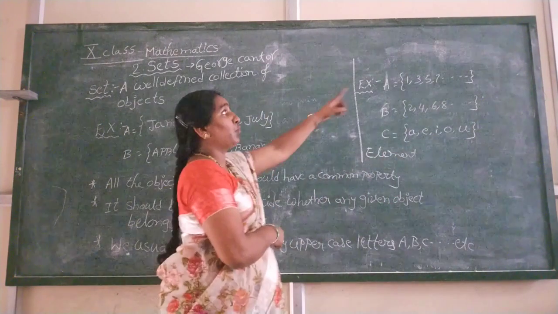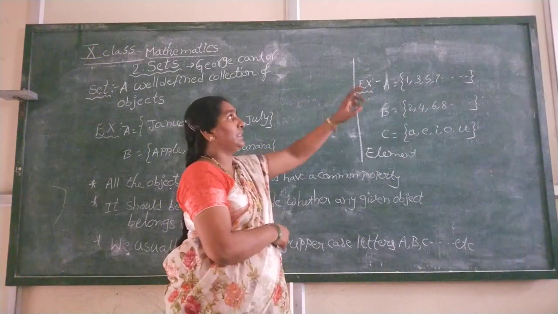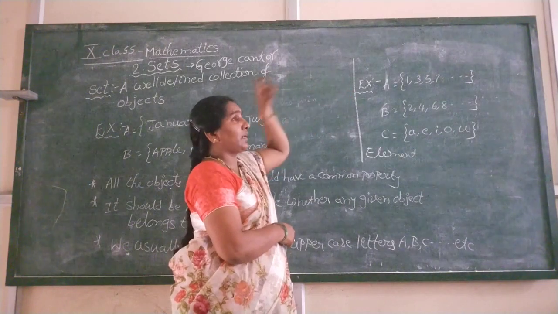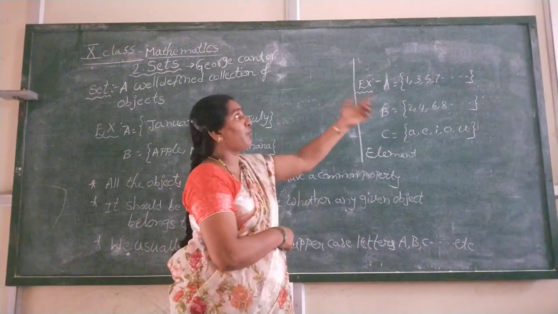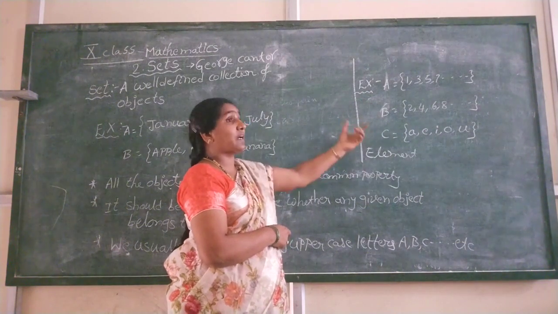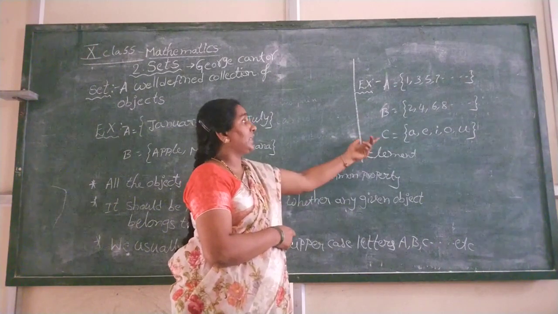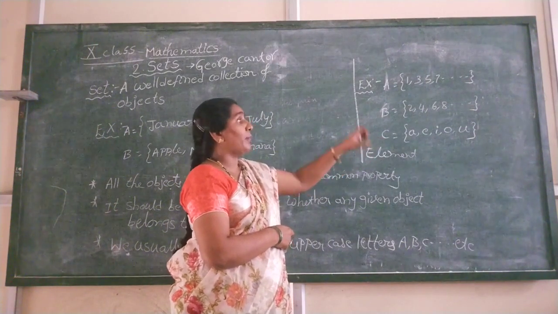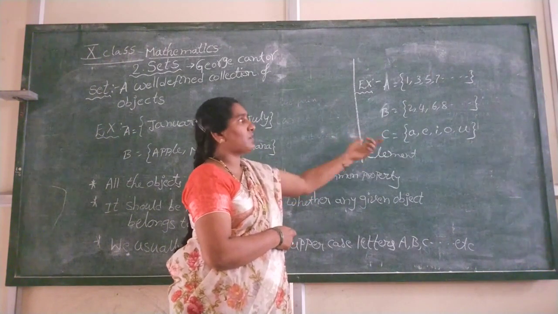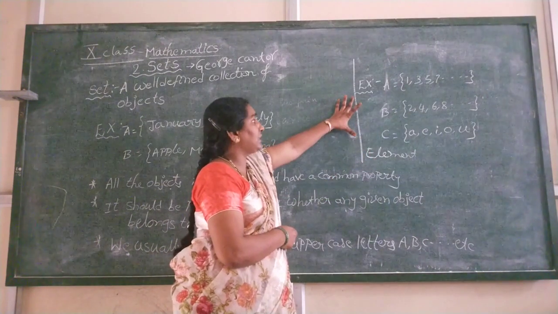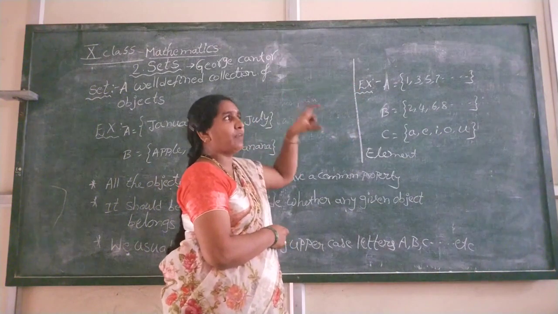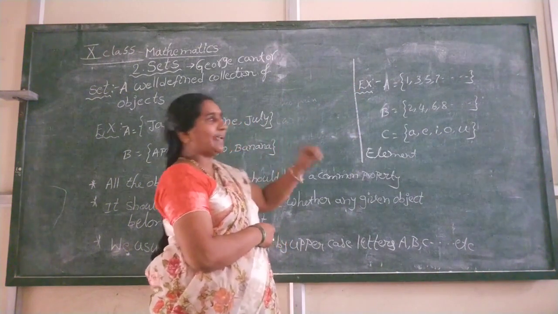Here A equal to 1, 3, 5, 7 and so on. This is a well-defined collection of numbers; we are able to decide this is the set of odd numbers. B equal to 2, 4, 6, 8 and so on. This is the set of even numbers. C equal to A, E, I, O, U. This is the collection of vowels in the English alphabet. These are examples of sets. A well-defined collection of objects is called a set.